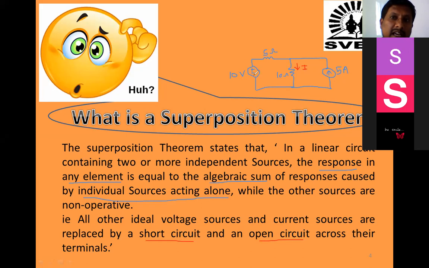Means when we are keeping 10 volt as it is, and due to 10 volt, what will be the current flowing through 10 ohm we are finding. At that time, the remaining current source like 5 ampere, we have to make it open. And suppose still another voltage source will be there, then we have to make it short. Okay, then you can find out the current passing through 10 ohm only when 10 volt source is acting.